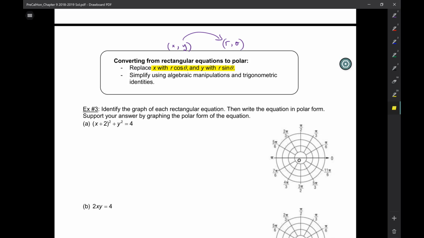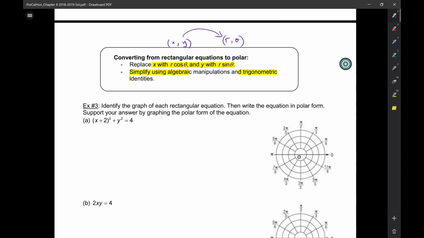So don't treat these as separate things. X is just r cosine theta. That's just what it is, right? R sine theta is just y. Okay? So once you replace that, you still have to simplify using algebra. Oh, and trig identities come back as well, because where you have trig, you have identities.